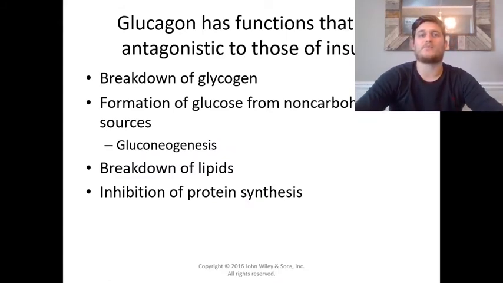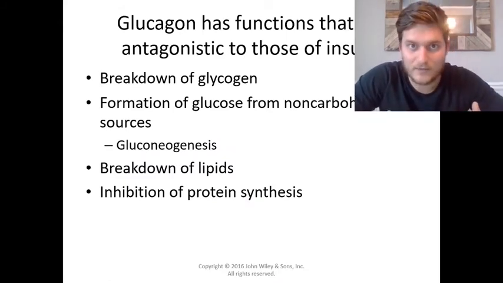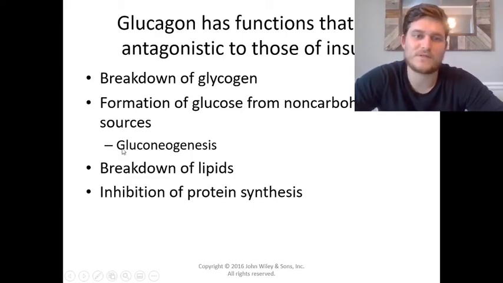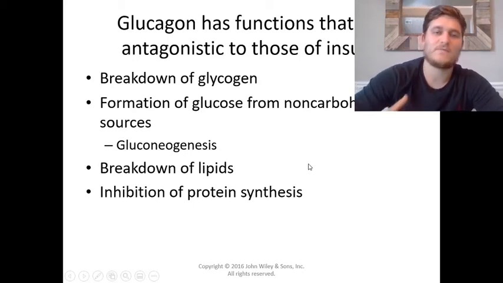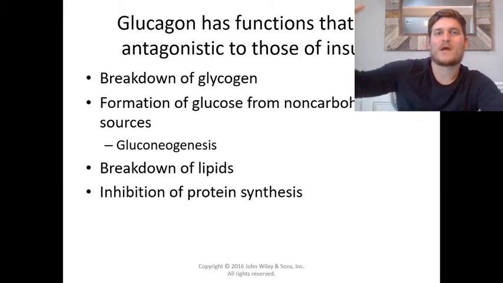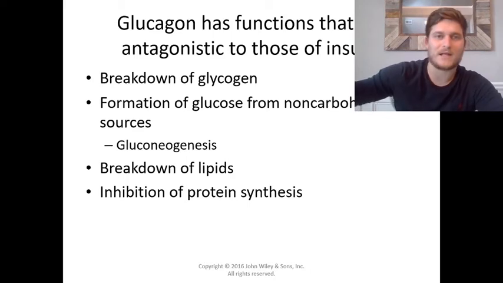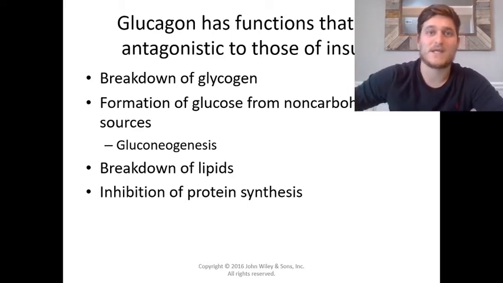Glucagon is a more catabolic hormone, and so it's going to break down glycogen to get those glucoses into the bloodstream. It's also going to help in the synthesis of glucose from non-carbohydrate sources, also called gluconeogenesis, and it's also going to lead to the breakdown of lipids and slow down protein synthesis. So again, insulin is more anabolic, and we're getting more glucose uptake, and glucagon is more catabolic. We're getting more glucose release into the bloodstream.